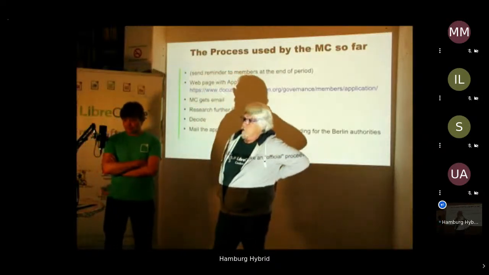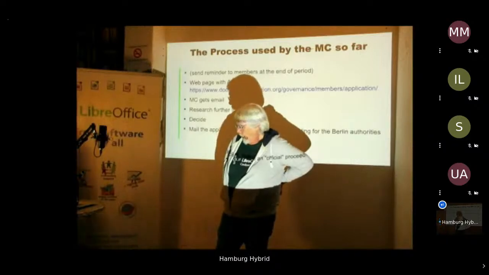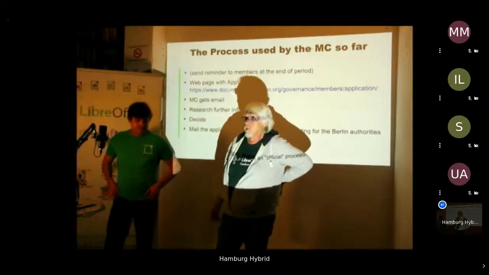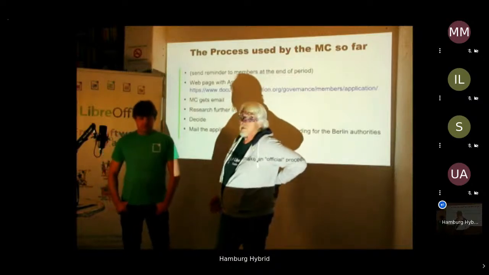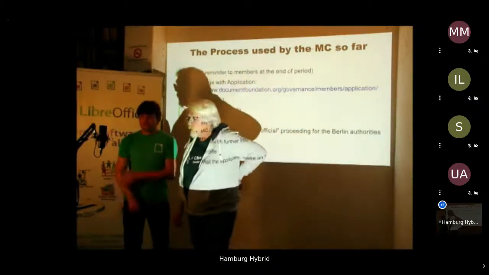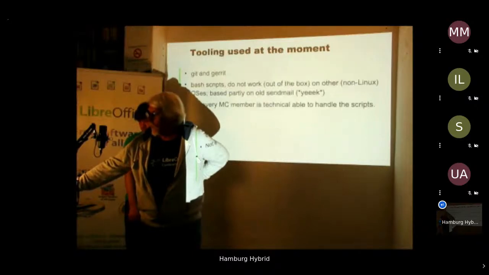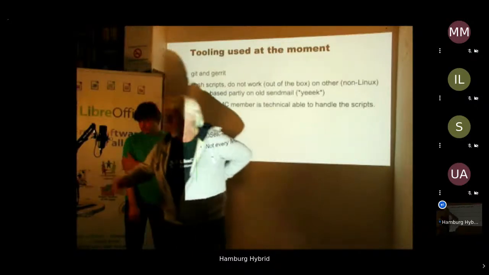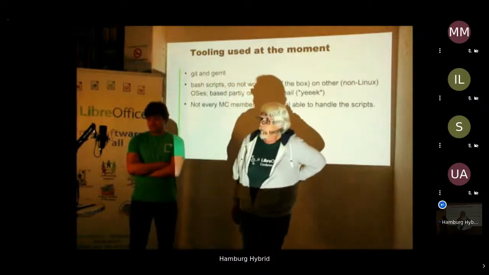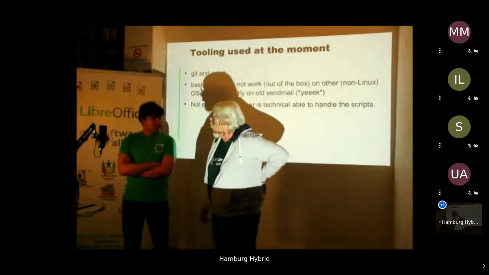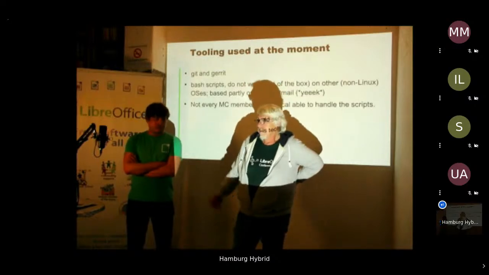So this is a lot of manual work at last. After this is done, we decide to accept or to deny those applications, and then the applicant gets a mail of the result. This is the process by now. And this is the tooling described: Git and Gerrit, and bash scripts, which just preferably work on Linux, not on Microsoft, at least out of the box.